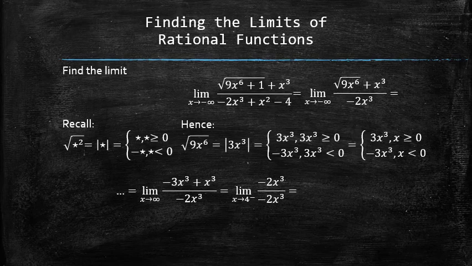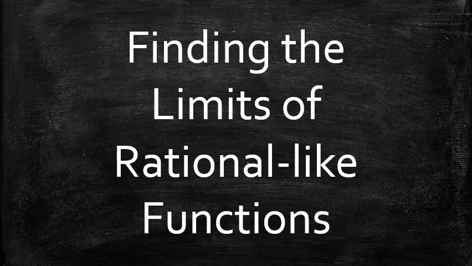After combining the like terms in the numerator, we reduce both the numerator and denominator by -2x to the power 3. The reduced function appears to be a constant, and therefore its limit at negative infinity is 1. We again analytically confirmed that the limit of this function is 1. We discussed a few techniques that allow us to find the limits of some rational-like functions using the analytic approach.